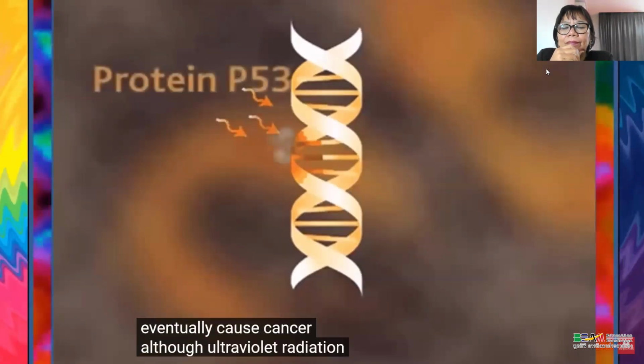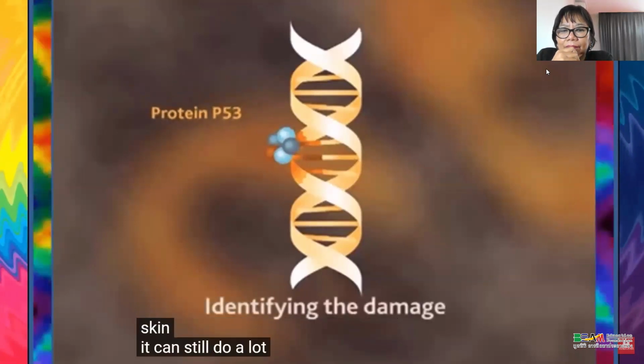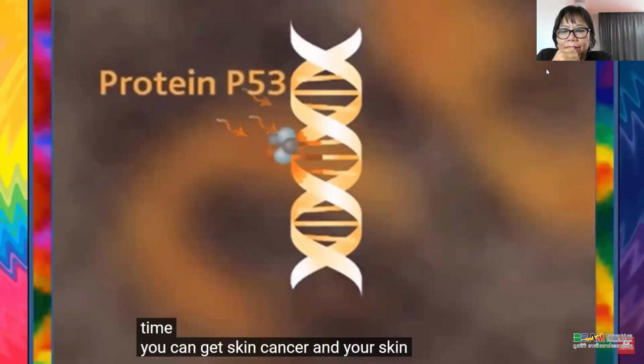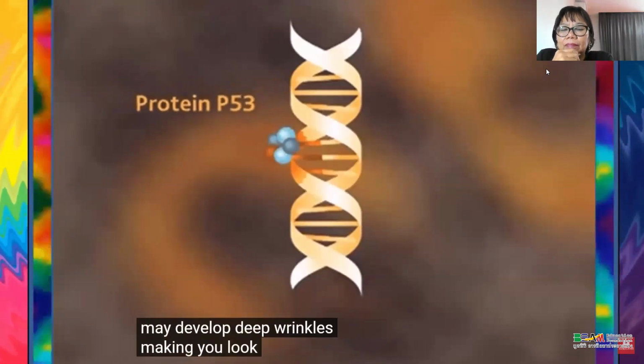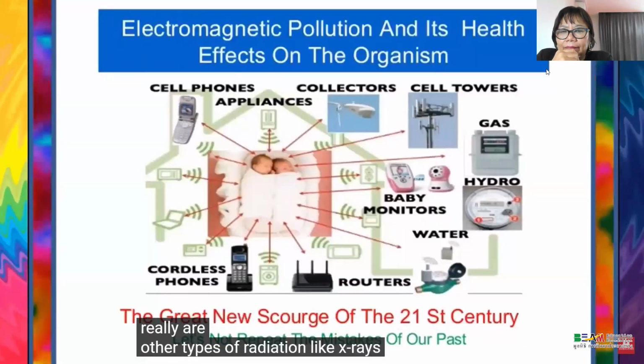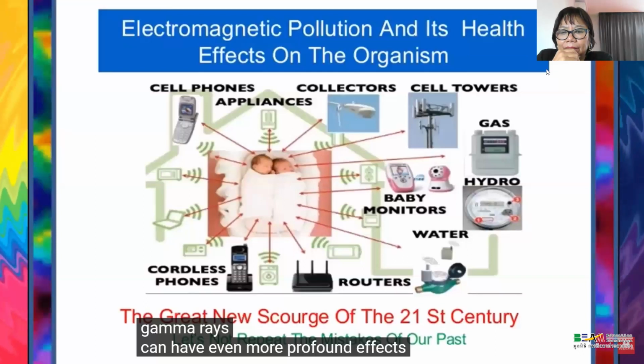Although ultraviolet radiation can only penetrate into the top layers of your skin, it can still do a lot of damage. Over time, you can get skin cancer and your skin may develop deep wrinkles, making you look a lot older than you really are. Other types of radiation, like X-rays and gamma rays, can have even more profound effects.